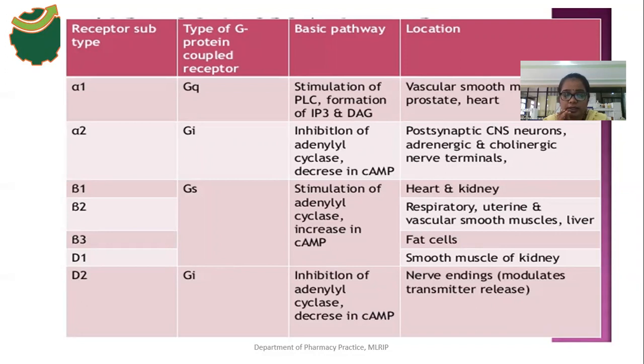The catecholamines are involved in adrenergic neurotransmission, which is the transmission of nerve impulses from one neuron to another neuron with the help of catecholamines. So what do catecholamines include? Adrenaline, noradrenaline, and dopamine, which also acts as a neurotransmitter here.